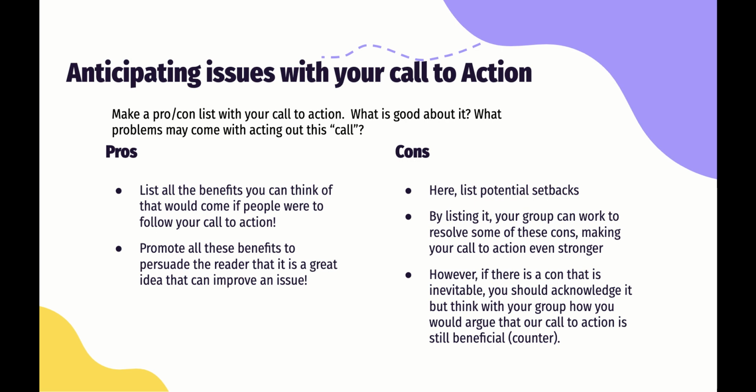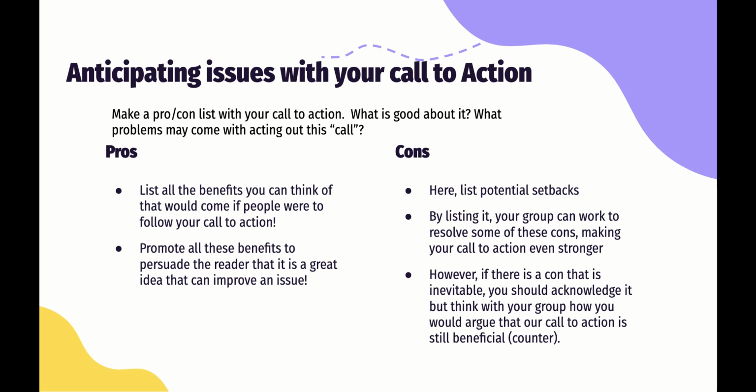So basically, you have to be able to prove that your call to action can be effective if people were to do it. Cons, here list potential setbacks. By listing it, your group can work to resolve some of these cons, making your call to action even stronger. So if your initial con, for example, is how are we going to be able to provide some sort of financial backing for this idea, right? Then thinking about ways that you can maybe get some monetary help would be a way that you would prove that your call to action can still work and that you're working through it.